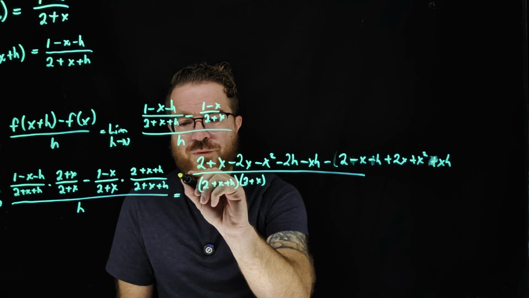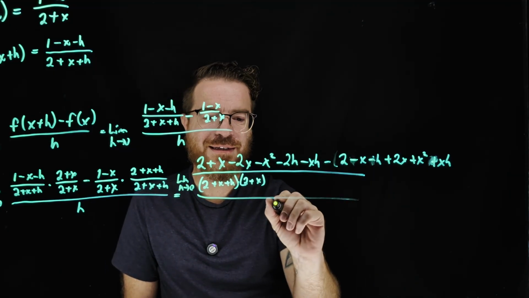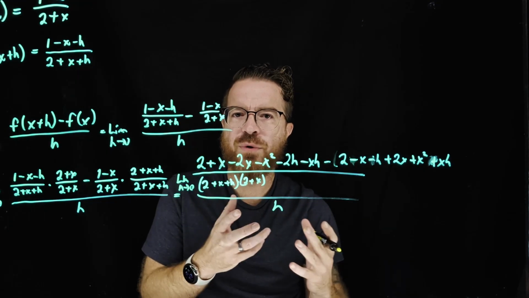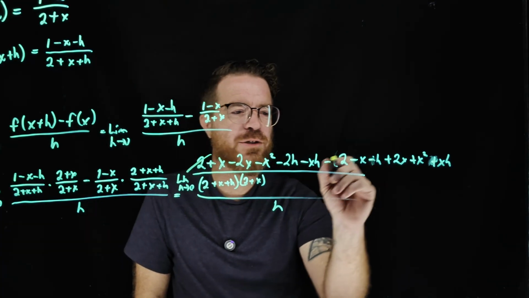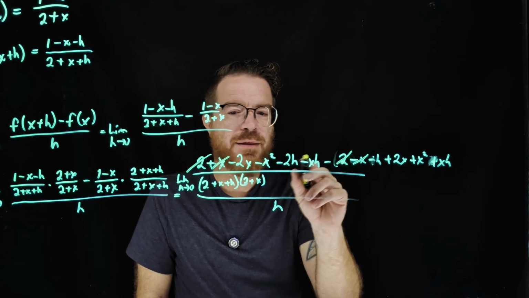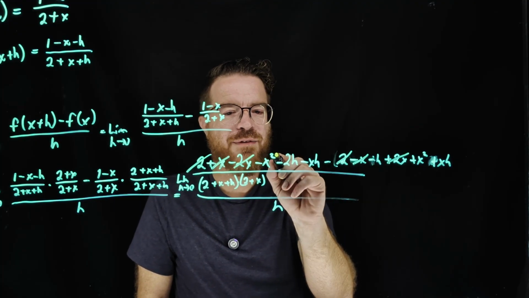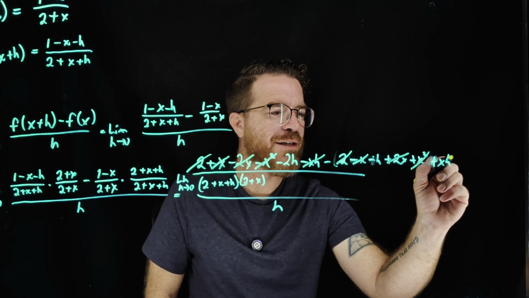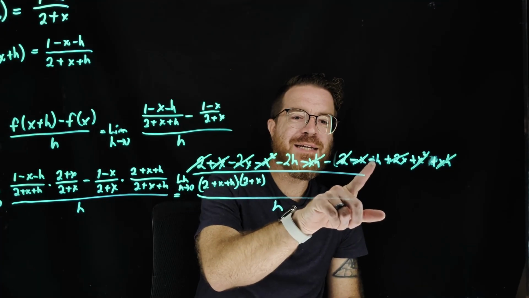So we're going to take the limit still as h goes to 0, and this entire thing is still divided by h. So now we're going to see if we can do any cancellation, which we will, because that's the whole reason for getting everything in terms of everything. So this 2 is going to cancel with this minus 2. This x is going to cancel with this minus x. This negative 2x is going to cancel with this 2x. This negative x squared is going to cancel with this positive x squared. This minus xh is going to cancel with this positive xh. And then we have minus 2h minus h.